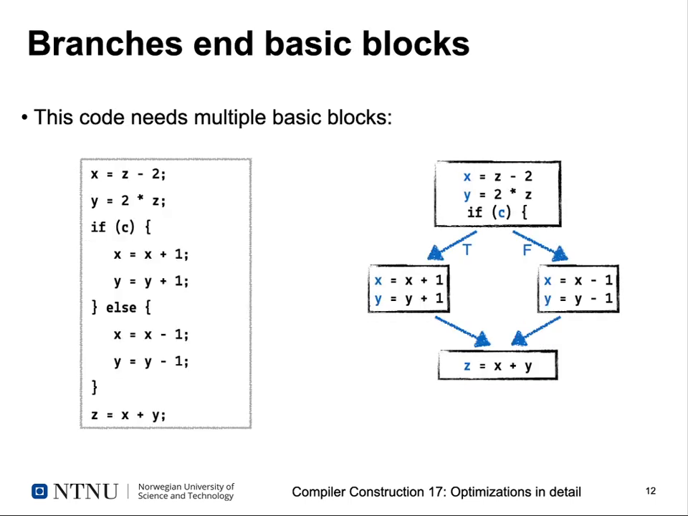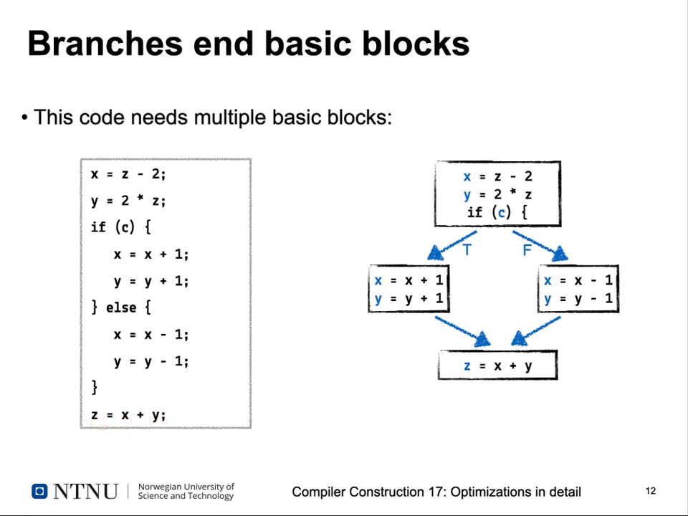So for branches, again, it gets a bit more complicated, and we've already seen that a branch ends a basic block. So whenever there's a branch, we have a change in control flow. So we need to execute code either the one way or the other way. If we take a look at our example code here on the left-hand side, we see that we have an if statement with a then and an else part, and then execution continues after the if statement with our part doing the final assignment to Z here.